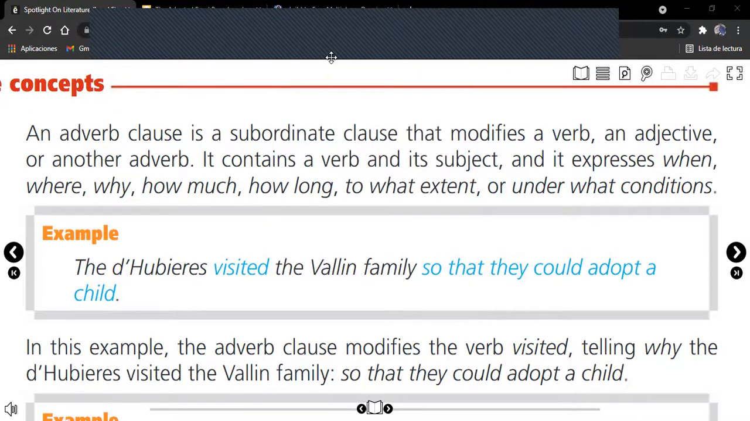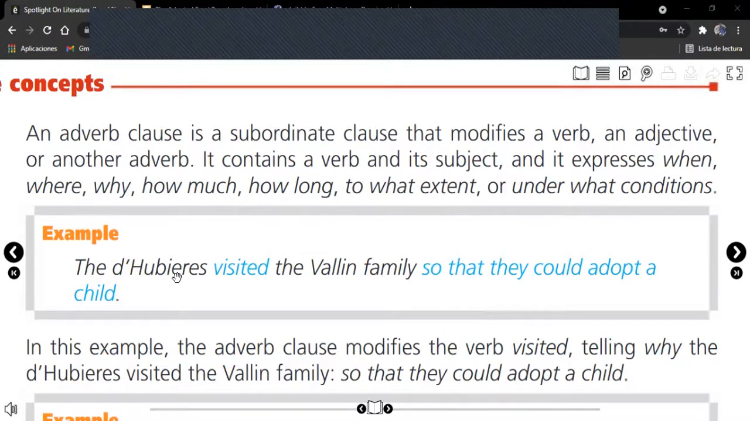An adverb clause is a subordinate clause that modifies a verb, an adjective, or another adverb. It contains a verb and its subject, and it expresses when, where, why, how much, how long, to what extent, or under what conditions.